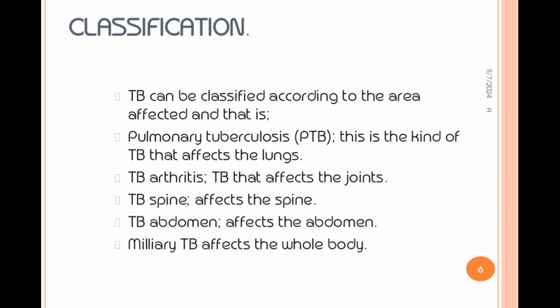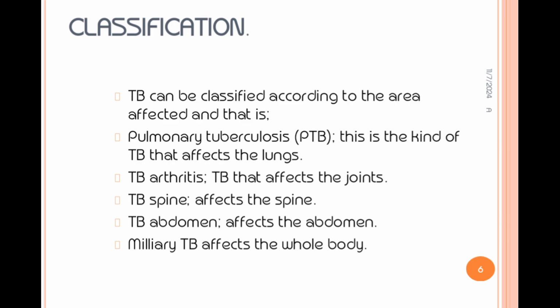So the first one we are saying, tuberculosis can be classified according to the area that is affected, like I said. If it is the lungs that are affected, if it is the spine that is affected, the abdomen affected, or the whole body affected, it is going to have different names. So if the lungs are affected, we are going to call that pulmonary tuberculosis. It will be known as pulmonary tuberculosis because it has affected the lungs.